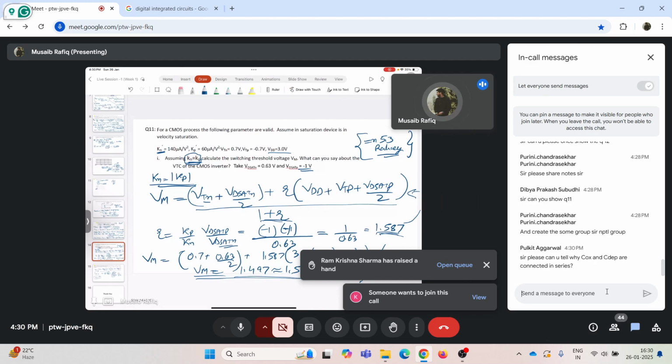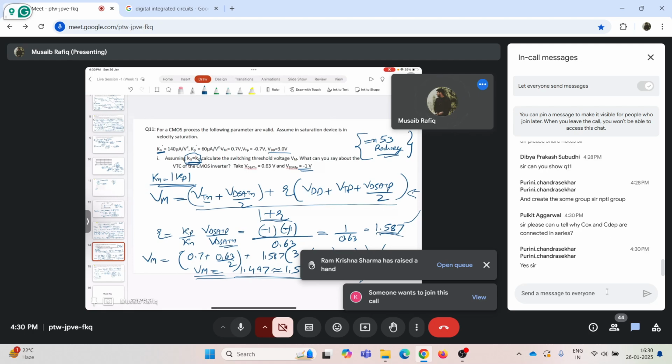So is this clear? COX and CDP are connected in series? Where? I haven't used anything like that right there. Okay, you are talking about the capacitance. But I haven't used that here, Pulkit. So maybe your question is something different.